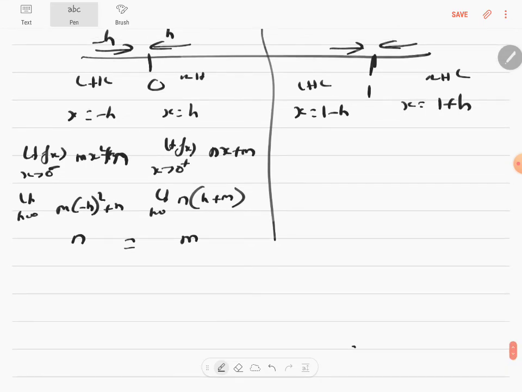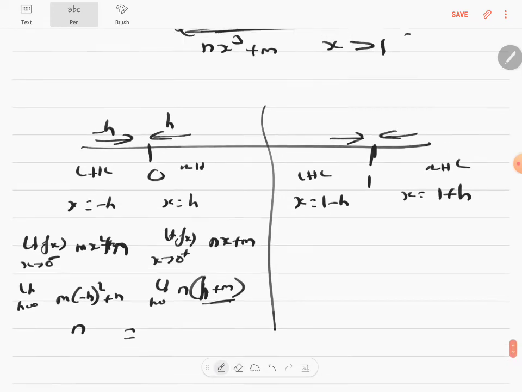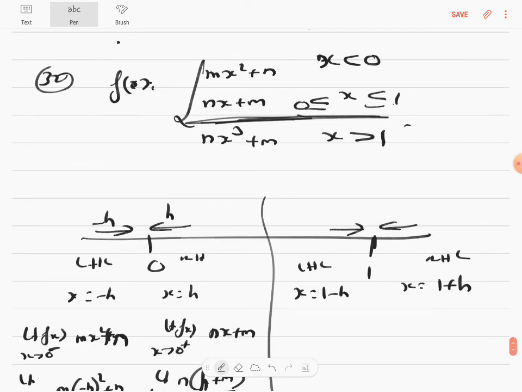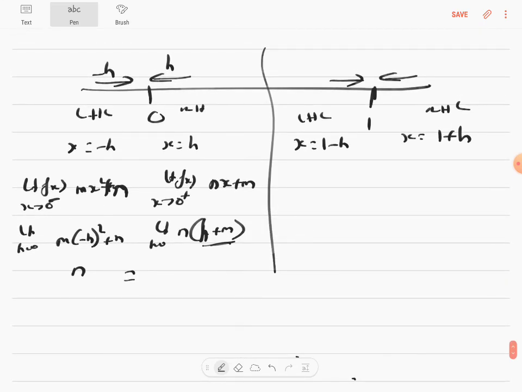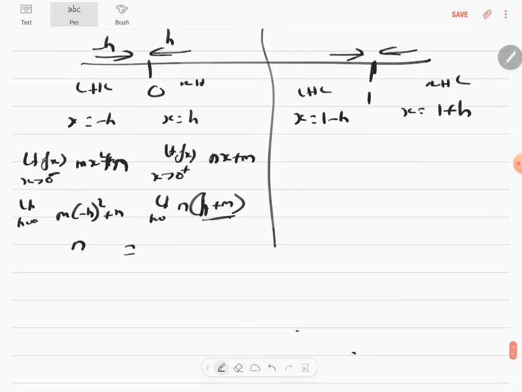So come to this. Putting h as 0, this becomes 0, and we get n. I have made some mistake, put the limits correctly. nx plus m. Instead of x what have I put? n into h plus m. So if I put h as 0, I'll get m only, no? Correct? Okay, so now I'll go to this.